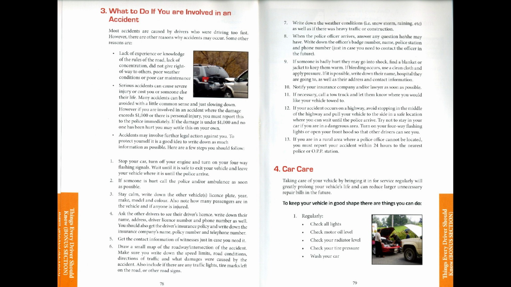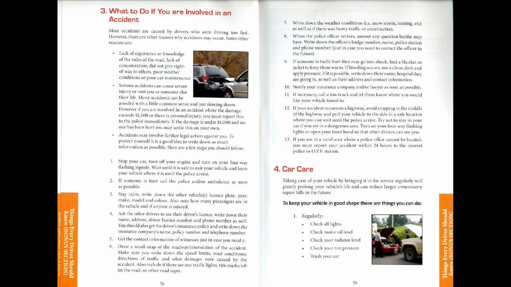If your accident occurs on a highway, avoid stopping in the middle of the highway and pull your vehicle to the side in a safe location where you can wait until the police arrive. Try not to stay in your car if you are in a dangerous area. Turn on your four-way flashing lights or open your front hood so that other drivers can see you. If you are in a rural area where a police officer cannot be located, you must report your accident within 24 hours to the nearest police or OPP station.